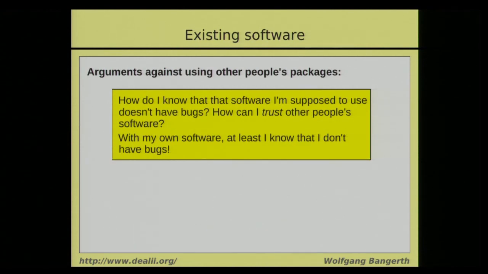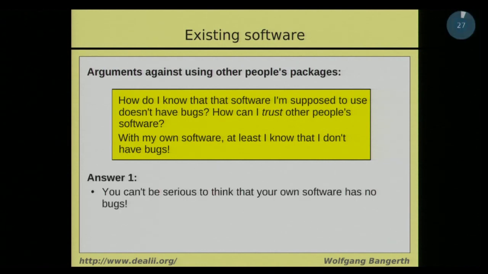A similar argument I hear is that people say, well, I don't know if these packages have bugs. I know that I can trust my own software. I don't have bugs in my code. And the answer to this certainly is, well, you can't be serious, right? I mean, we all make bugs. Of course your software has bugs. You delude yourself if you believe that you don't.